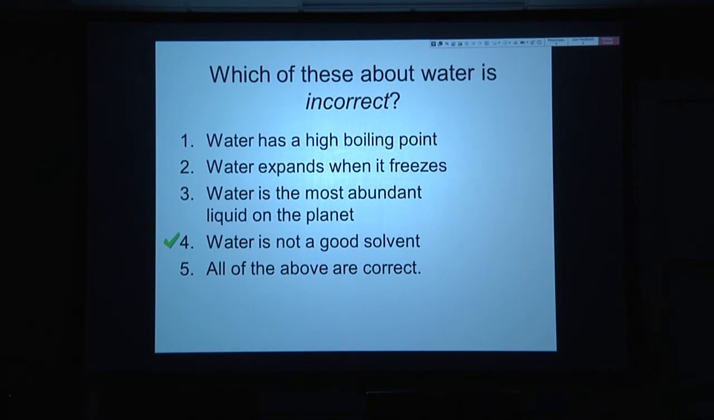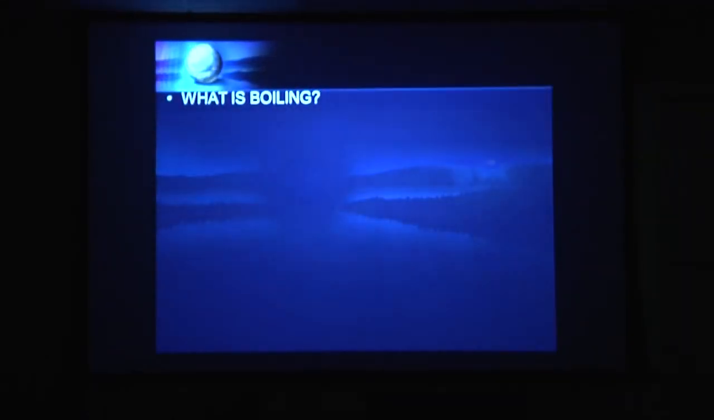In fact, when they send exploratory scientific missions to Mars, one of the main things they're looking for is evidence that water was there, or maybe water is there. Because if water is present, then there's a chance that life perhaps evolved. So here's the thing about boiling.